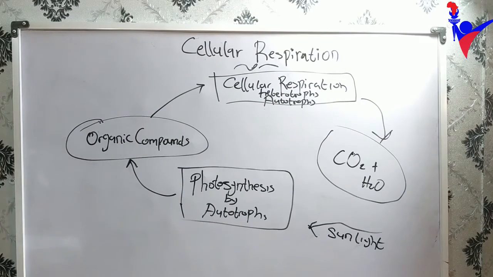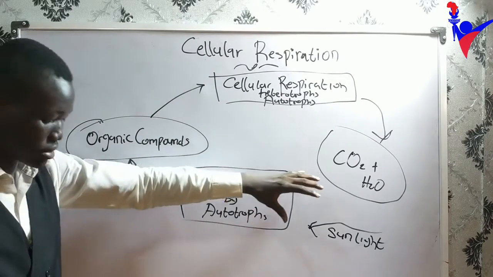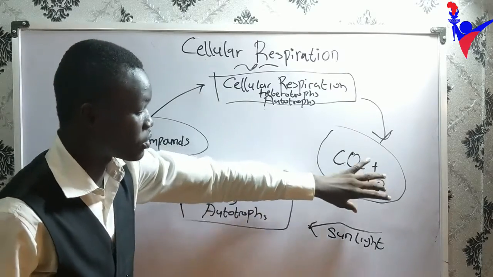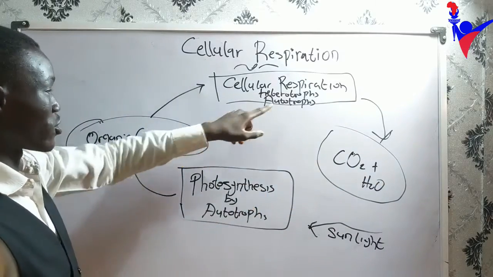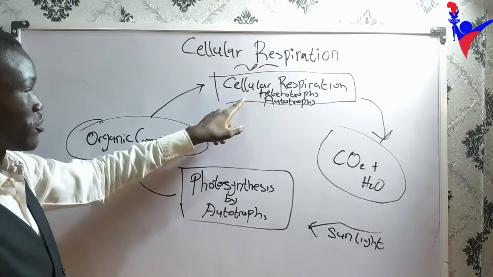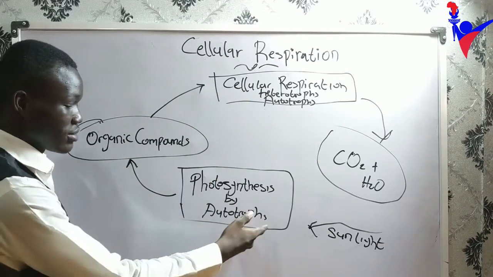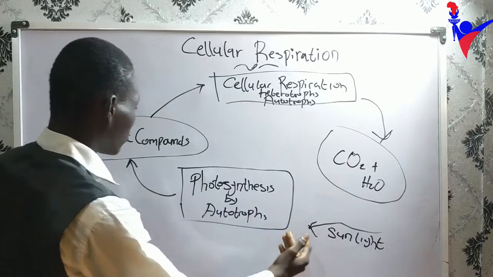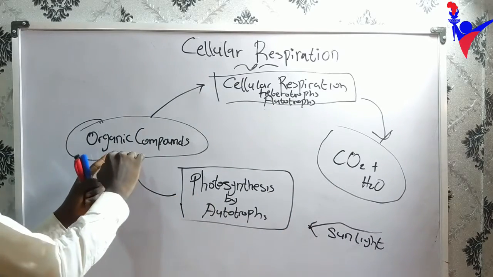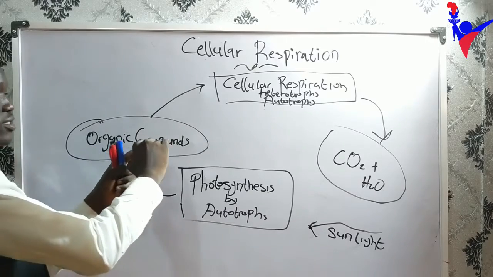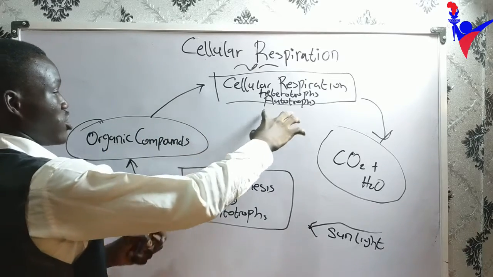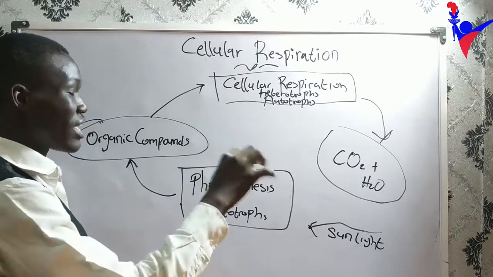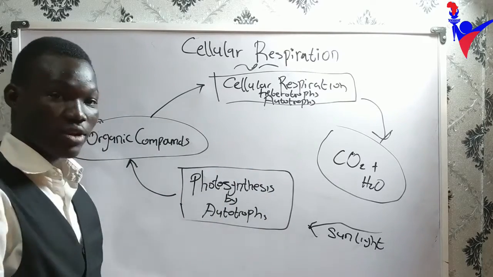So you can see that from this reaction, the reactant of photosynthesis, which is CO2 and water, is acting as a product for cellular respiration. So photosynthetic organisms, or autotrophs, take in sunlight, convert light energy into chemical energy, and that chemical energy is stored in the form of organic compounds, which is used by cellular respiration in both heterotrophs and autotrophs, to make energy for themselves or for other cellular activities.